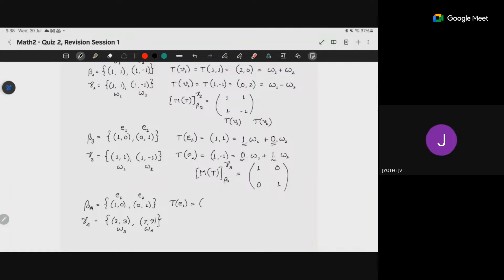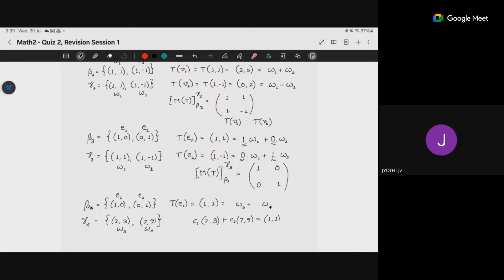So TE1, what is TE1? That is just (1, 1). But how do I express this as W3 plus W4, something times W3 plus something times W4? If I have to find these coefficients, what do I need to do? I need to find alpha and beta such that alpha times (2, 3) plus beta times (7, 9) is equal to (1, 1). Or if you want more familiar territory, you can call these C1 and C2: C1 times (2, 3) plus C2 times (7, 9) is (1, 1).